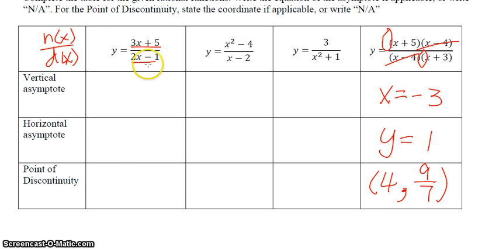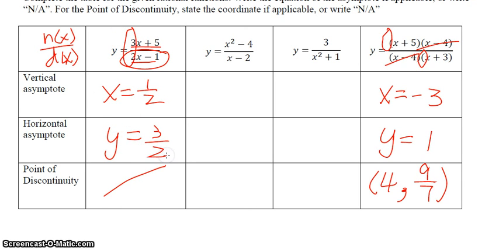Okay. Here, the restriction is 1/2. Here we go. There's no point of discontinuity. What is the horizontal asymptote? Here, 3 over 2 is the horizontal asymptote. Okay, so this is for when you have factors on top and factors in the bottom.